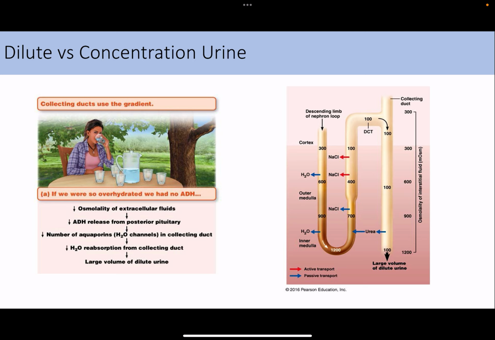And so then ADH release from the posterior pituitary is going to decrease. We don't need to hold on to any more water if you're overhydrating yourself. So we're going to decrease the number of aquaporins in that collecting duct, which lowers the amount of water reabsorption from the collecting duct, so more water stays in the filtrate. We're not reabsorbing more back into the blood. So then what you end up with is a large volume of very dilute urine.